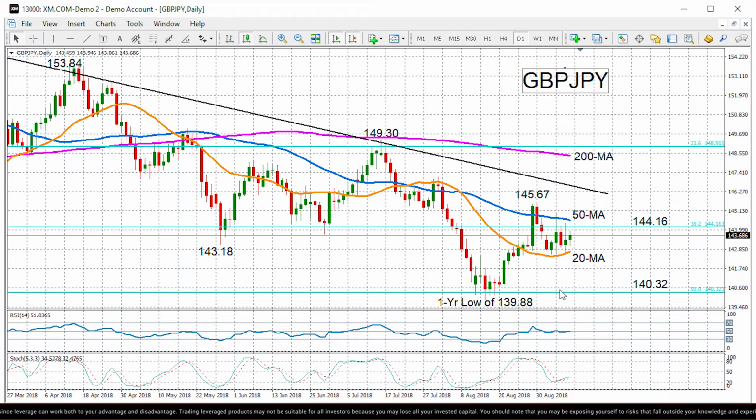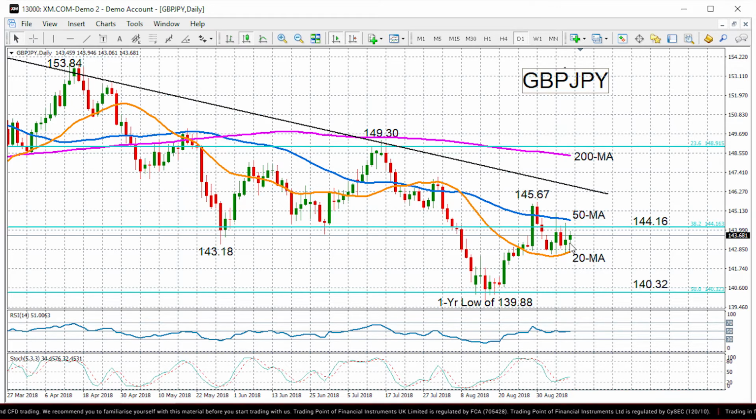Our final pair for today is the pound yen. We can see pound yen is looking fairly neutral in the short term, with a slight upside momentum. We can see stochastics having fallen into oversold territory are now sloping somewhat upwards and trying to reach the 50 neutral level. Prices have been hovering between the 50-day and the 20-day moving averages over the past few sessions.